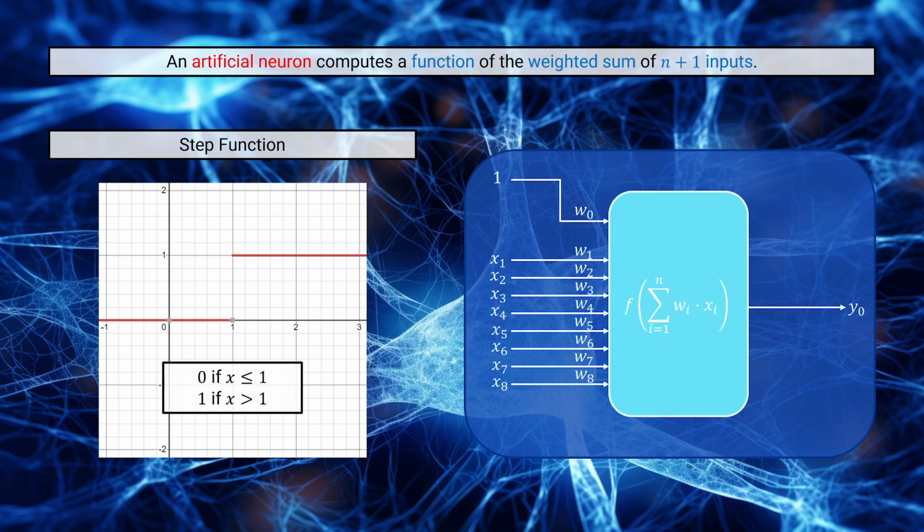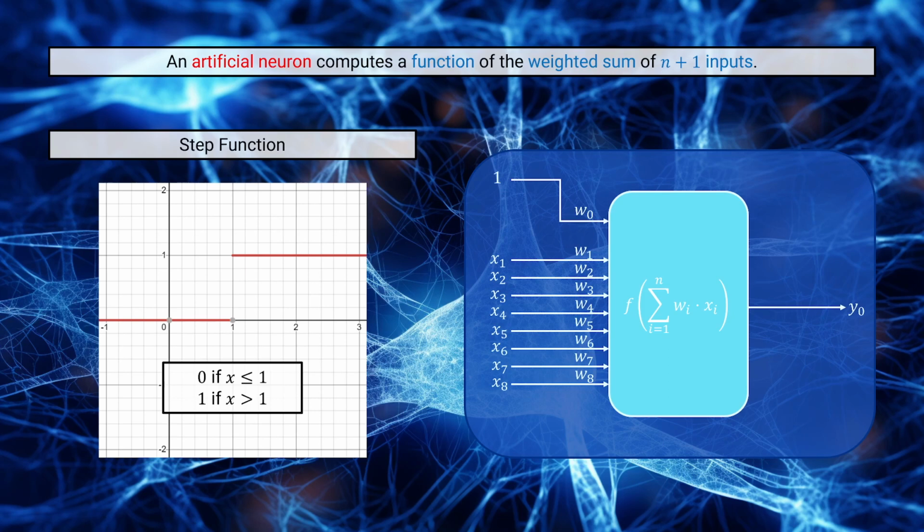This particular step function, you can see, has the value 0 until it gets to 1, and then it bumps up and becomes 1 after that. I've got the functional definition down below there. It's going to be 0 if x is less than or equal to 1, and it's going to be 1 if x is greater than 1.